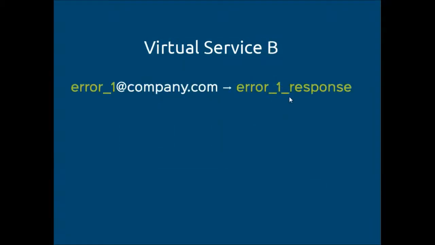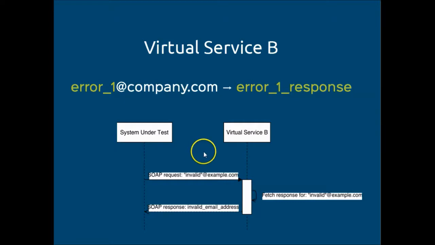Another way to do the same thing would be to store the request to response match in a virtual service. So the system under test again sends a request with an invalid email address to that virtual service. The virtual service has a simple request to response matching, and it fetches the response for the invalid email address and then sends it to the system under test. Notice in this case there is no logic in the virtual service apart from a simple request to response matching.